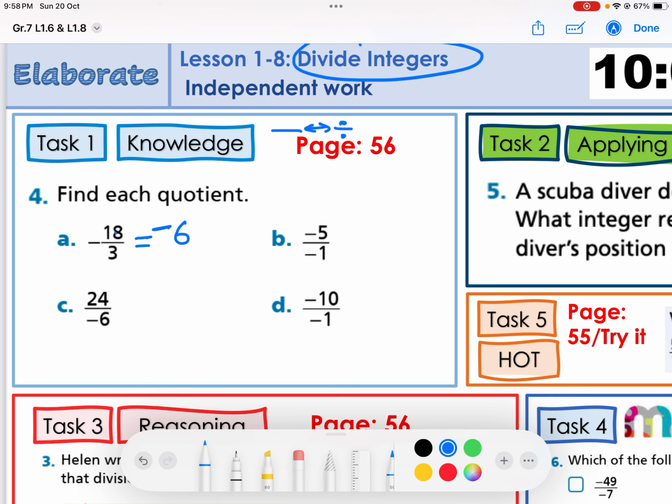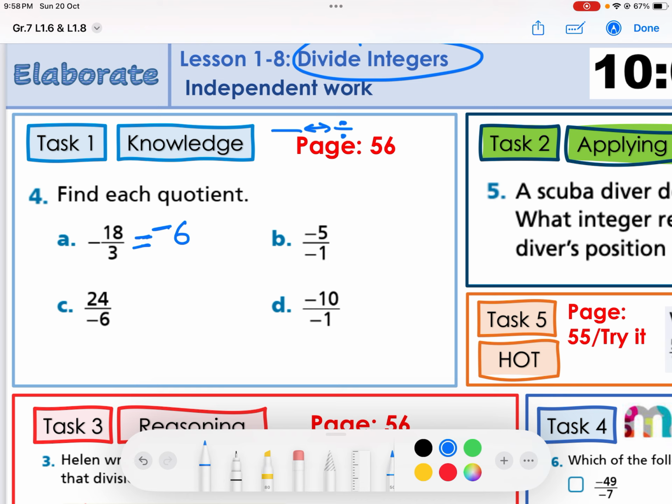Always, if you keep forgetting in division, especially if you see one negative sign, you're going to have one negative sign in the quotient. Because this negative can be for 18, it can be for 3, it can be for the whole fraction. We don't know exactly which number this negative belongs to. So definitely you're going to end up with a negative quotient.